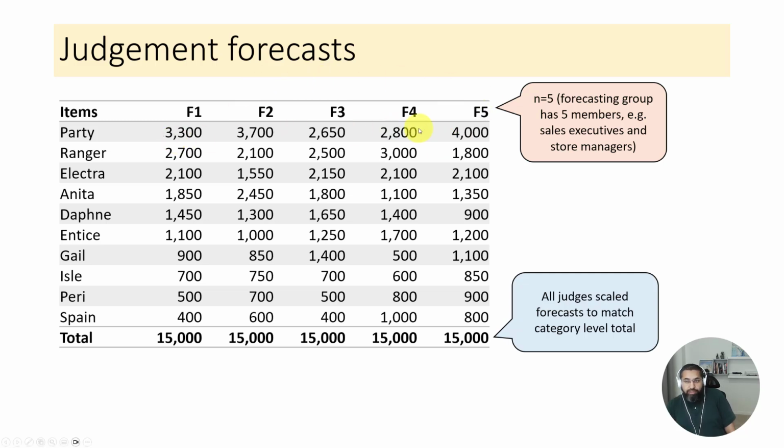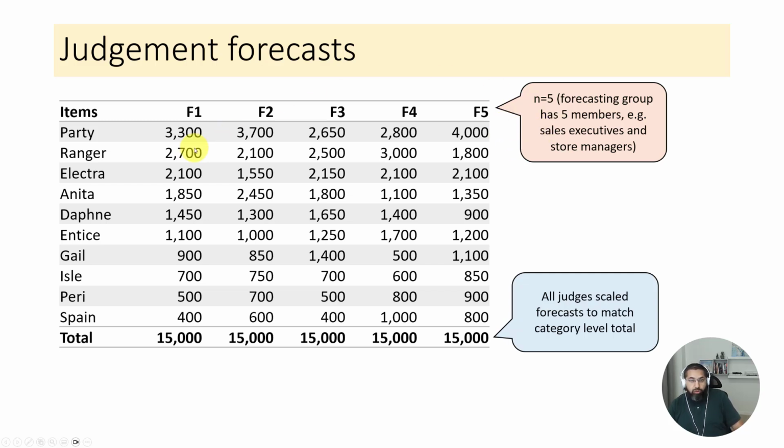So we can calculate the average forecast for each parka by averaging across the rows. So for the parka, you add up these numbers: 3,300 plus 3,700 plus 2,650 plus 2,800 plus 4,000. Sum them all up, divide by 5 because you have 5 forecasts, and you get the average forecast for each parka. Based on the average forecast, that's your item level forecast, right? The average would be a good way to combine these forecasts.